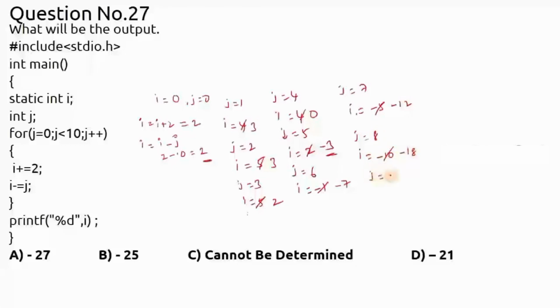Now j equals 9, so i equals minus 18 plus 2, which is minus 16. Minus 16 minus 9 is minus 25. So the answer is minus 25. The answer is B.